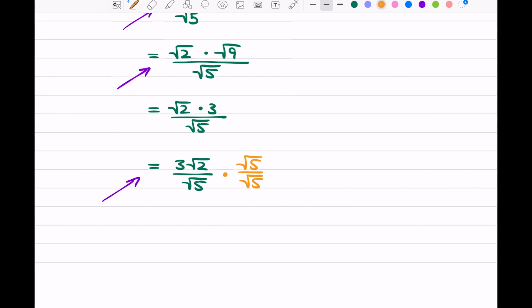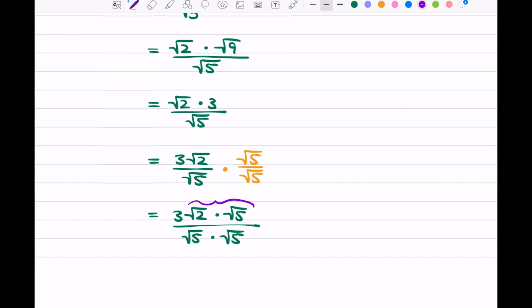The square root of 5 divided by the square root of 5 is just 1. So we're not changing the problem, we're just using a little technique to get to our goal. Rewriting this, we have 3 times the square root of 2 times the square root of 5 divided by the square root of 5 times the square root of 5.